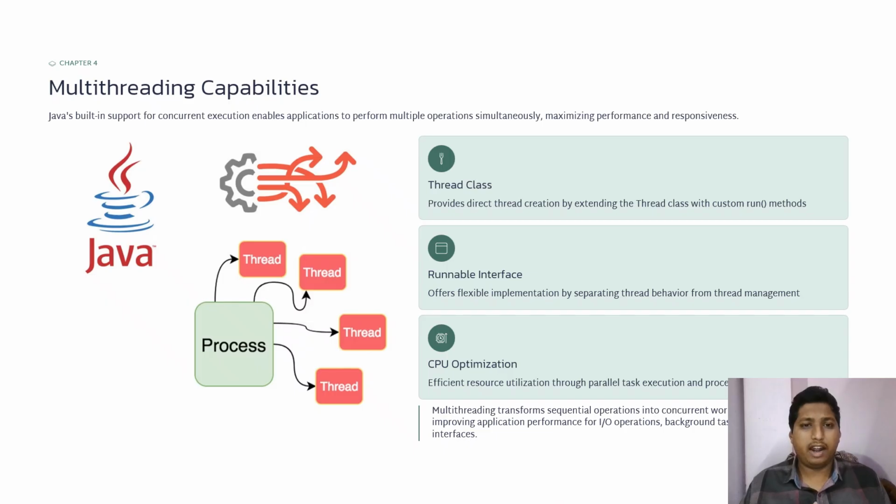Multi-threading. Java has built-in support for multi-threading, which allows multiple tasks to run simultaneously. Multi-threading improves CPU optimization, using runnable interfaces and thread classes. By using this multi-threading, we are able to perform multiple tasks simultaneously, in parallel.